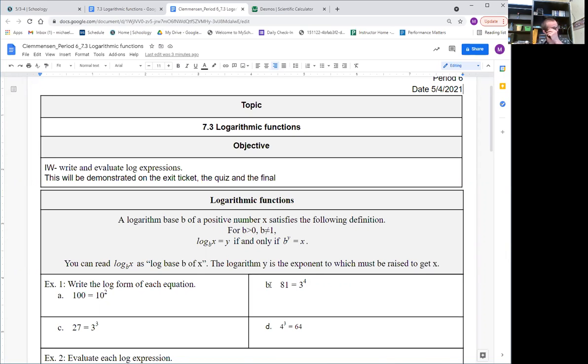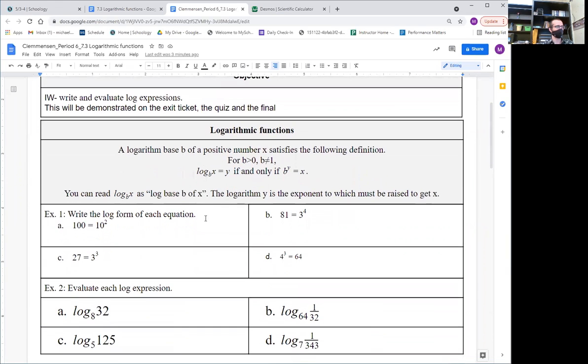So we're going to start with logarithmic functions, the basics of it. A logarithm base b of a positive number x satisfies the following definition. Log base b of x equals y if and only if b to the y equals x. Which is really the fancy way of saying if it's in this form, I can rewrite it in this form. Or if it's like this, I can rewrite it like this. I can go between either form however I want, as long as I keep the numbers in the correct place.